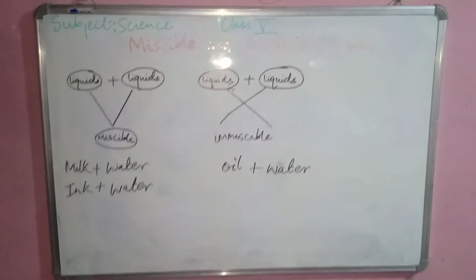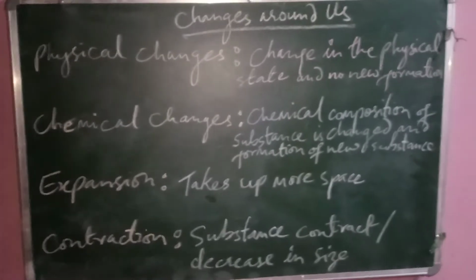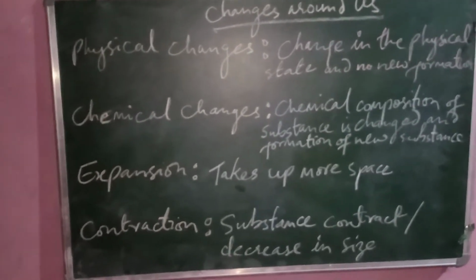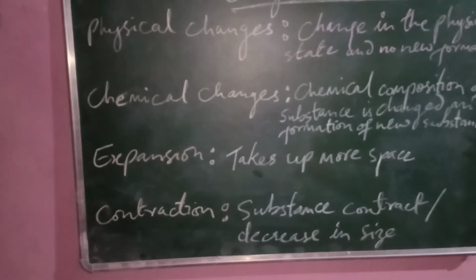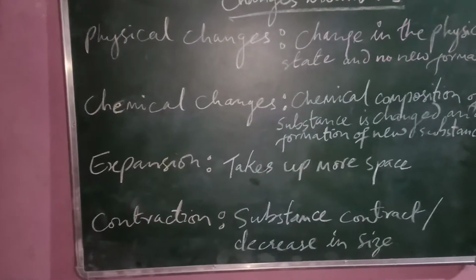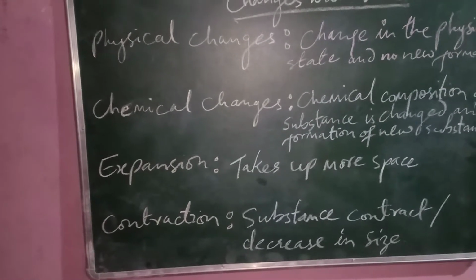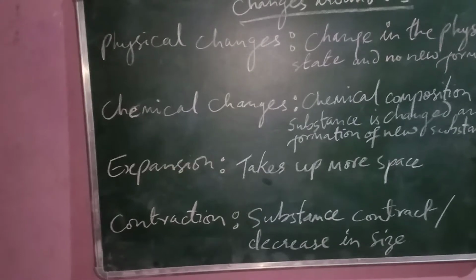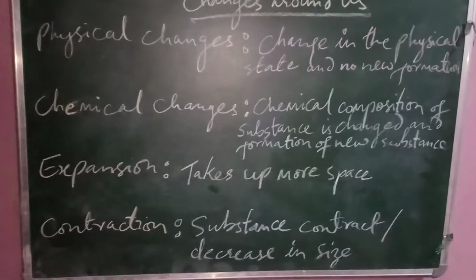Moving on. Changes around us. Changes occur all around us: cooking of food, drying of clothes, growing of trees, and ripening of fruits. All are examples of different changes that occur around us. That's all we have experienced.